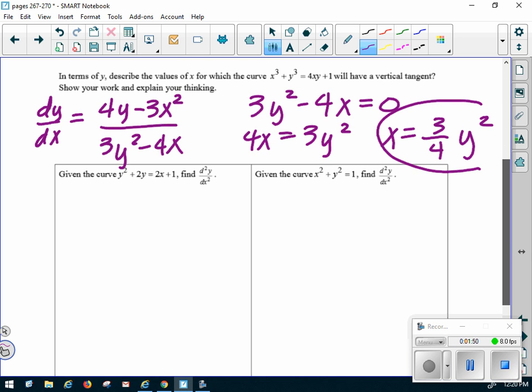Why did I only do the bottom? Because for a line to have a vertical tangent line, that happens when the slope is undefined. And slope is undefined when you have a denominator of 0. So I only was concerned about the denominator.